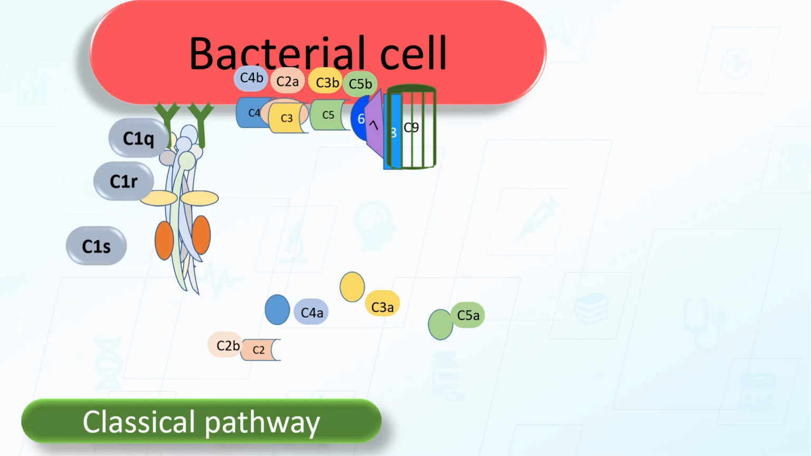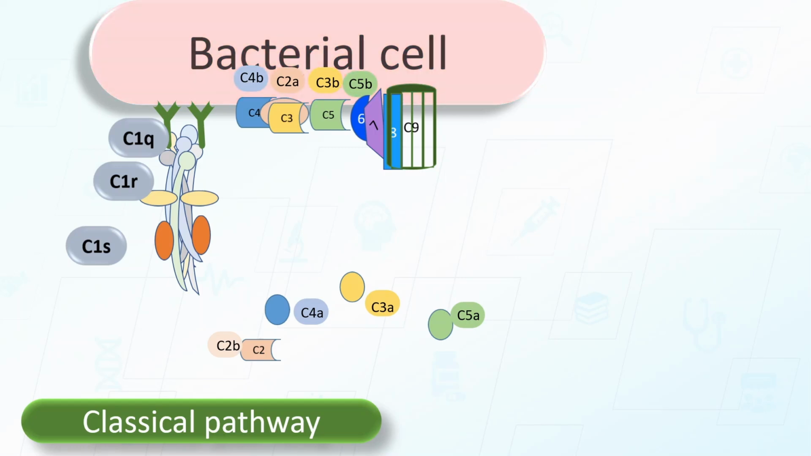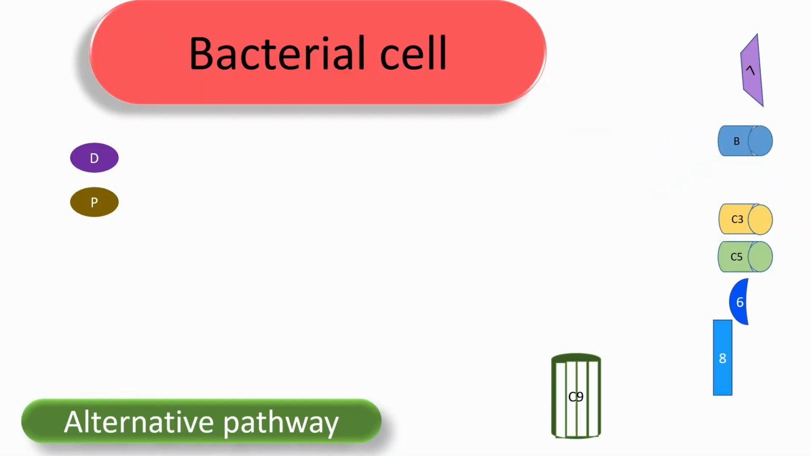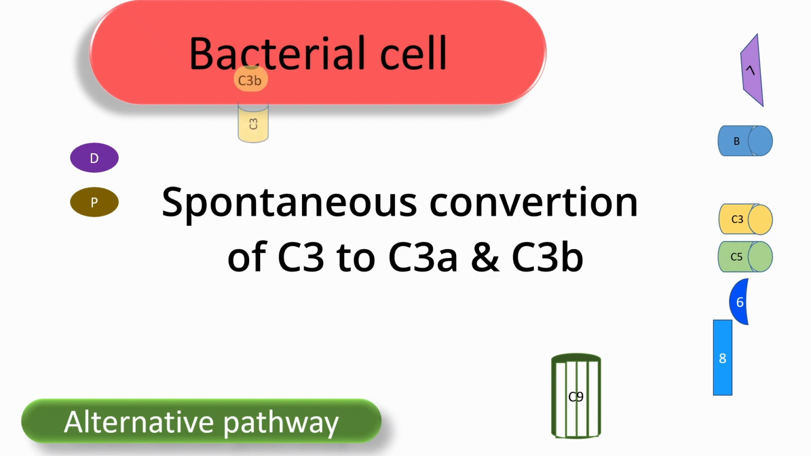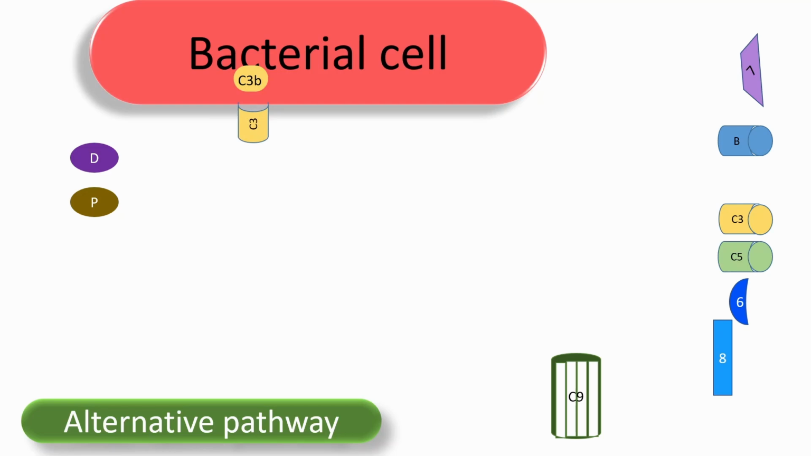So what happens in the classical pathway will not happen in the case of the alternative pathway. The alternative pathway will not require antibody molecules like the classical pathway. It is dependent on C3 tickover, which means there is a spontaneous conversion of C3 into b and a. So like 1 to 2% of C3 protein will be converted into a and b normally.